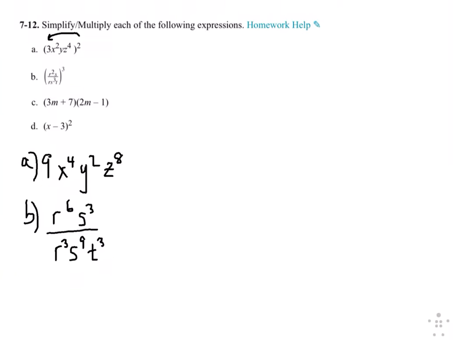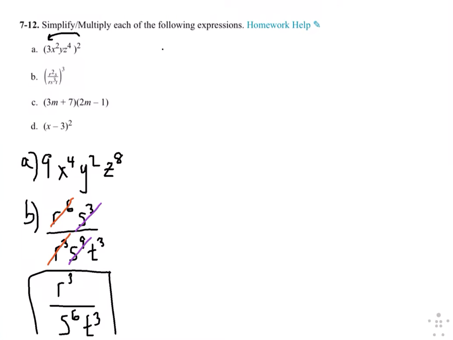Now we cancel. So the r to the sixth and r to the third becomes r to the third in the numerator, r to the third. The s to the third and the s to the ninth leaves me with an s to the sixth in the denominator, and then I have a t to the third in the denominator. So for B.